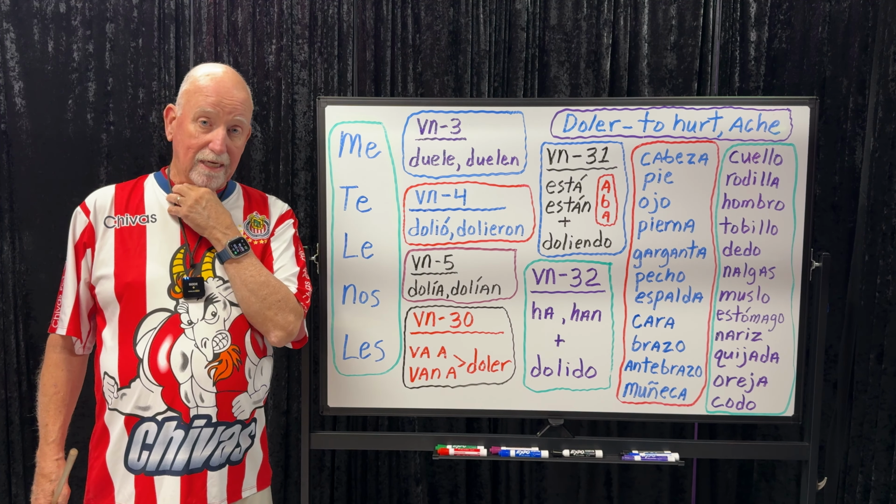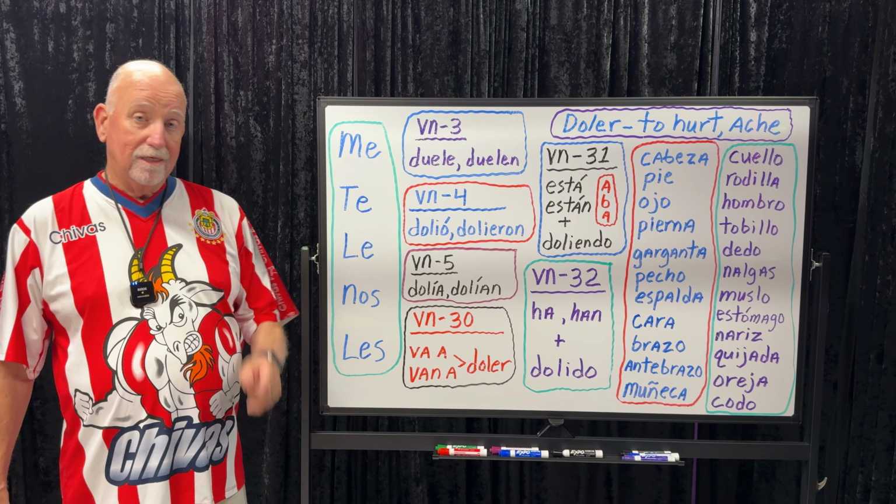Okay? And their stomach was aching would be les dolía el estómago. Let's say they all ate something and the food had ptomaine poisoning or something, God forbid. Les dolía el estómago. ¿Por qué fueron al hospital? Why did they go to the hospital? Porque les dolía mucho el estómago. Their stomach was really hurting.